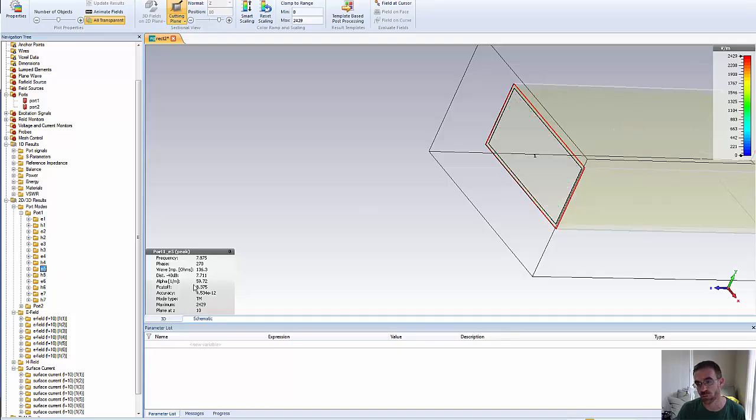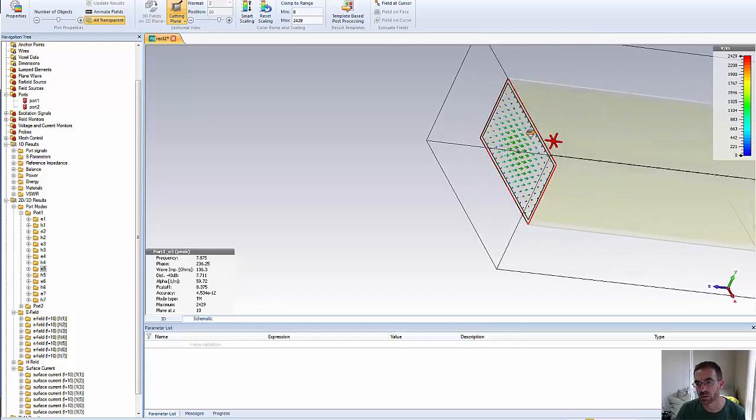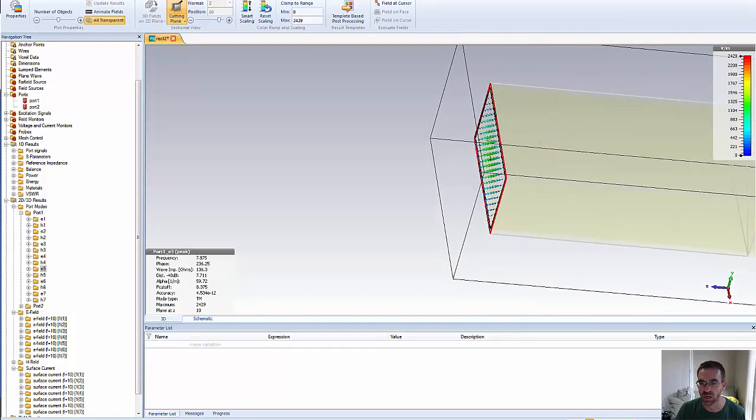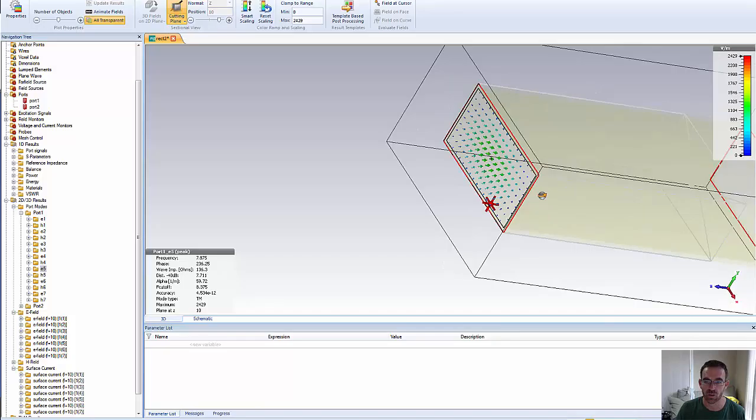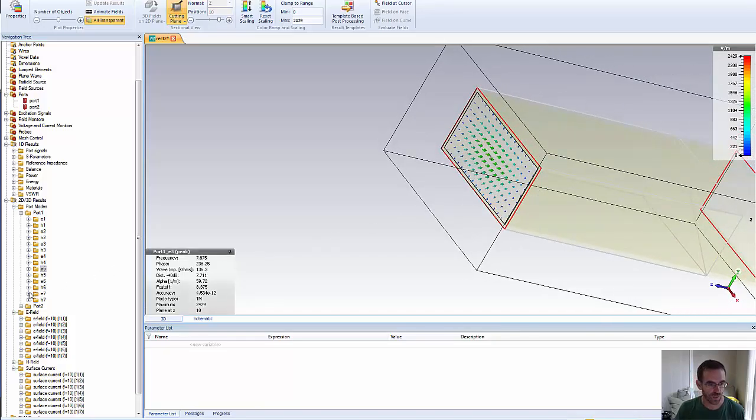So we look at the electric field for mode 5, and we see, lo and behold, I've got a very strong Z component of the electric field in the port. When I freeze it, I see that I've also got, it's hard to tell, but I've also got electric field that's pointing radially inwards in that mode.